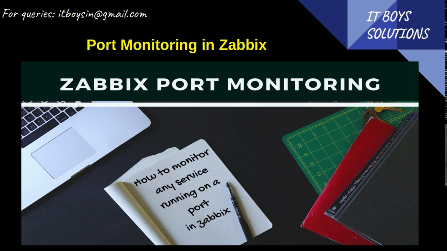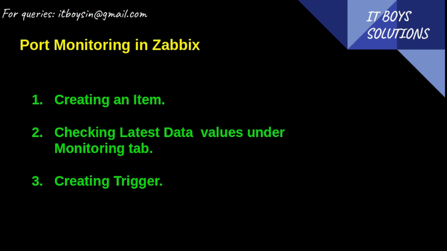So let's start. First of all, we will create an item, and after creating that item, we will check if its values are coming in latest data or not. If not, then we cannot proceed further. We have to check our problems, and then finally we can create a trigger.